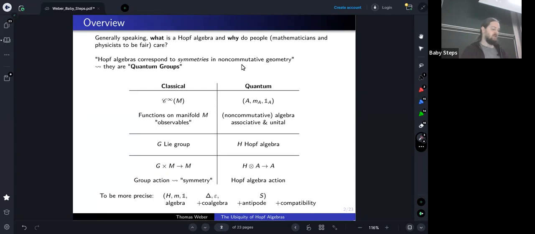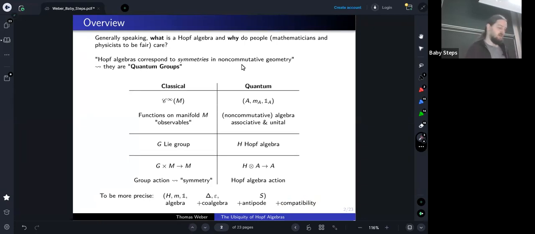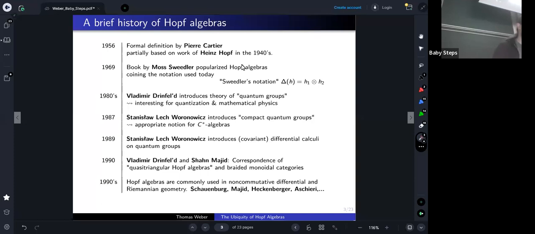To be a little bit more precise, a Hopf algebra is what is written here. So first of all, you have an algebra. You have a co-algebra on the same vector space. We will see in a second what this means. You have an antipode, and you have some compatibility of those structures. That's it. Good. So before seeing the definition, let's look at the history.